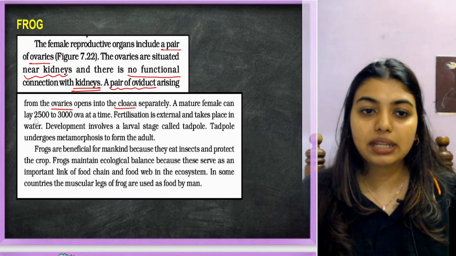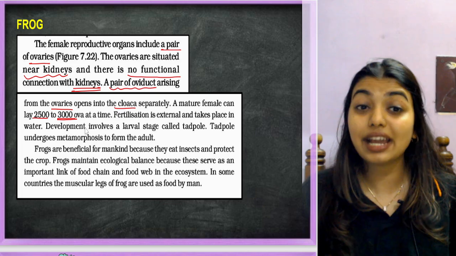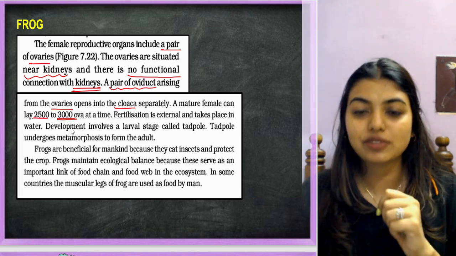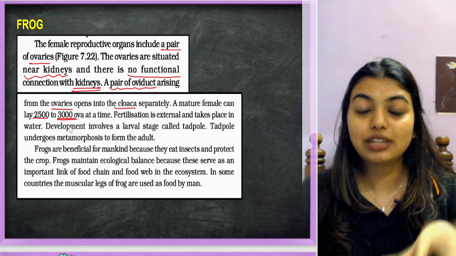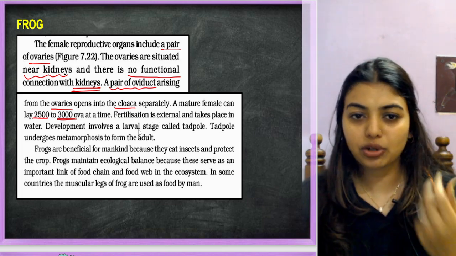Now a mature female can lay up to 2500 to 3000 ova at a time. That is why Mr. Bean's entire house was filled with tadpoles. Why? Because the female lays around 2500 to 3000 ova at a time, and he took some amount of it and came.